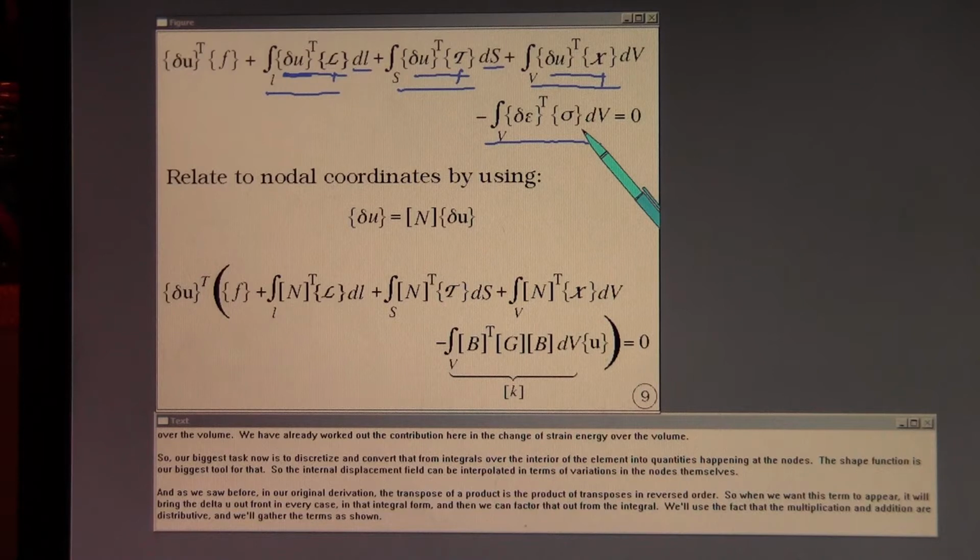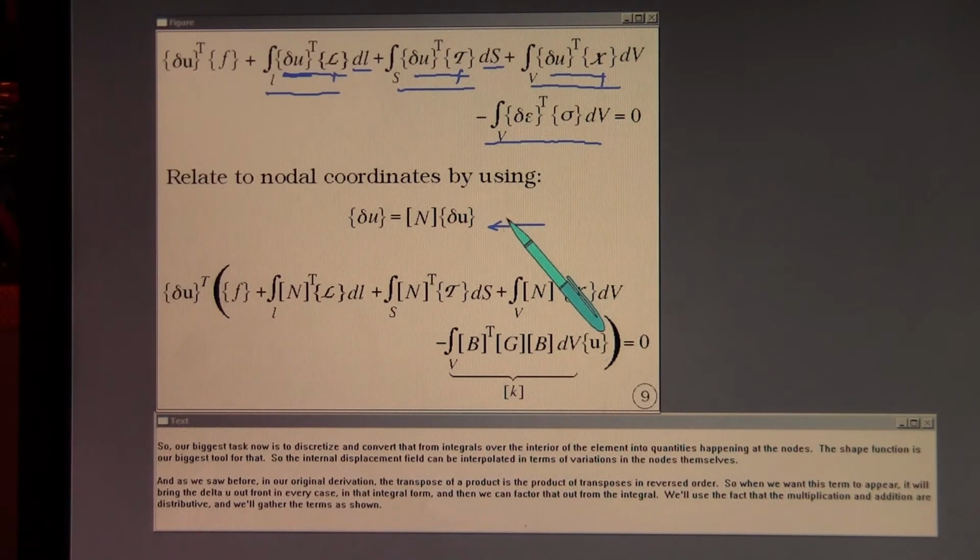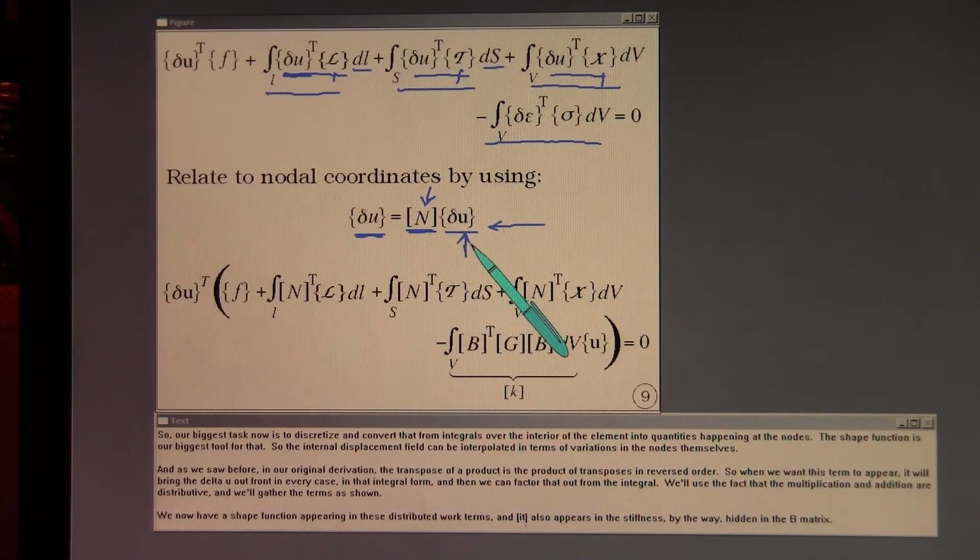So our biggest task now is to discretize and convert that from integrals over the interior of the element into quantities happening at the nodes. The shape function is our biggest tool for that. So the internal displacement field can be interpolated in terms of variations in the nodes themselves.